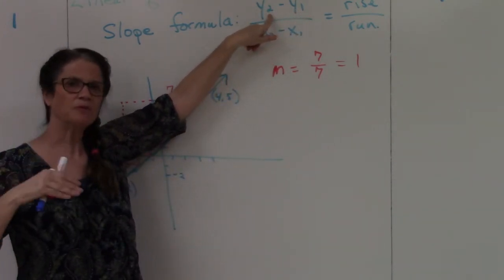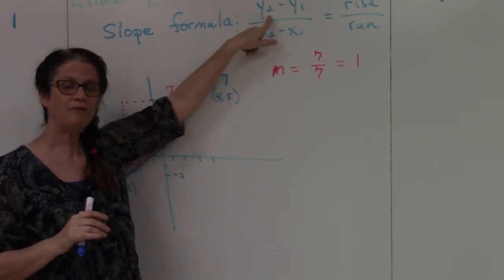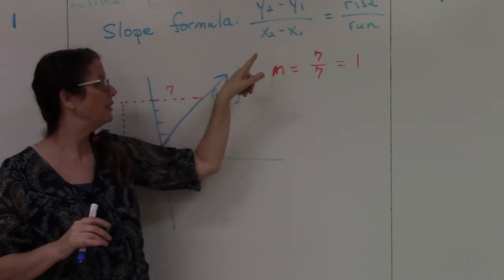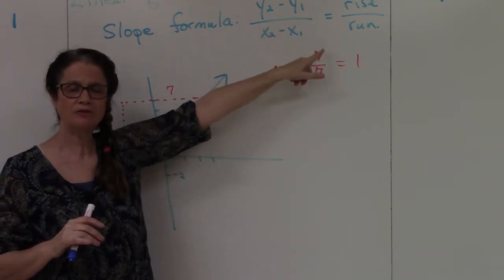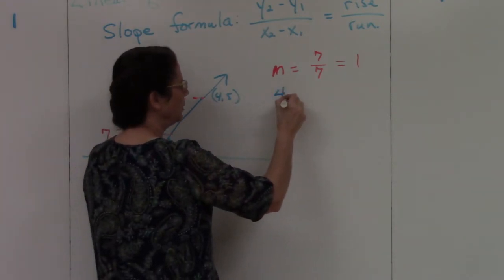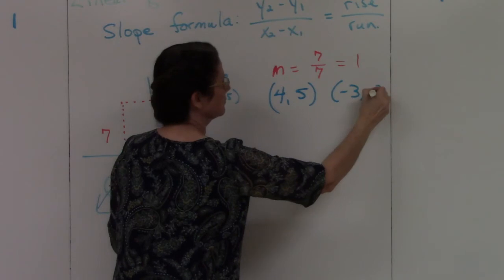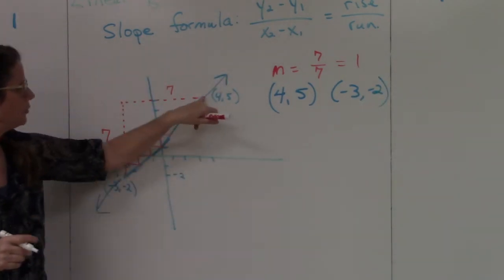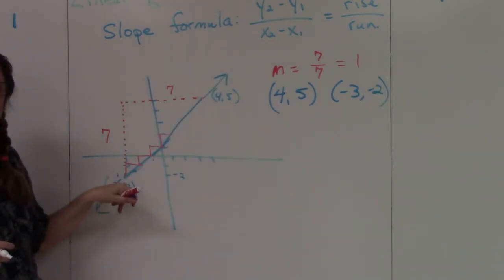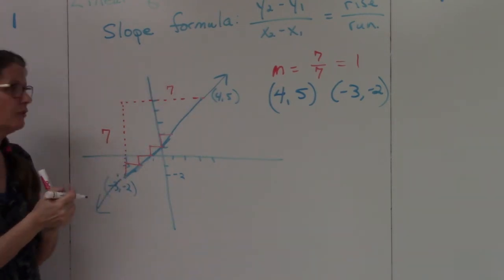Now, don't let the 2 and 1 throw you. Whenever it's a subscript, all that means is it's a position. So this is the second y value minus the first y value. Second x value minus the first x value. That's all it means. So I have 2 points: the point 4, 5, and the point -3, -2. We can find the slope.